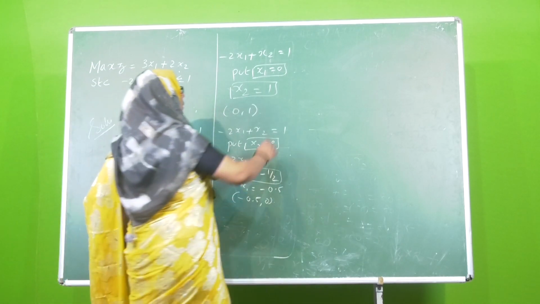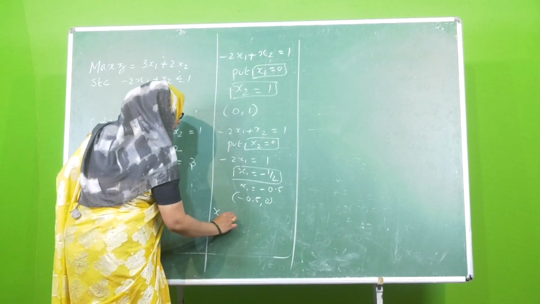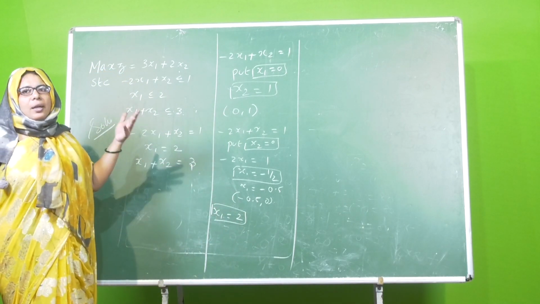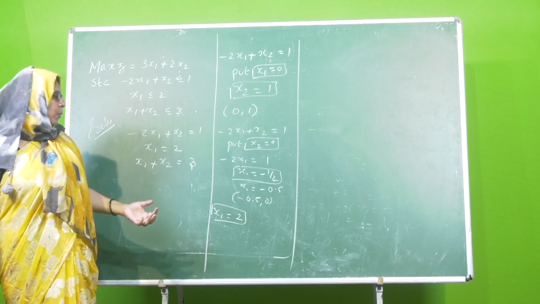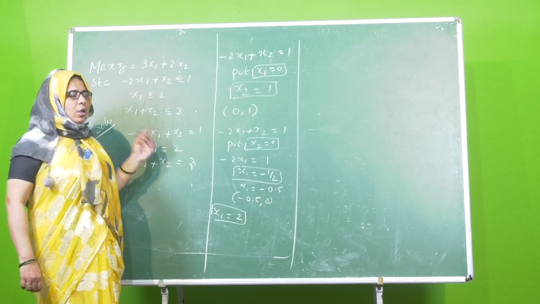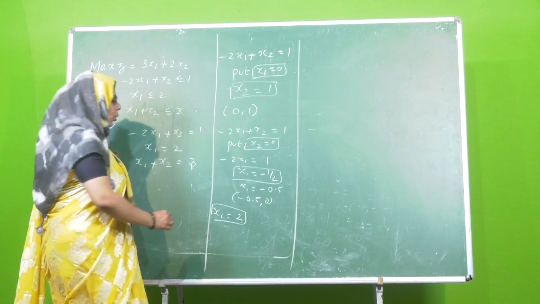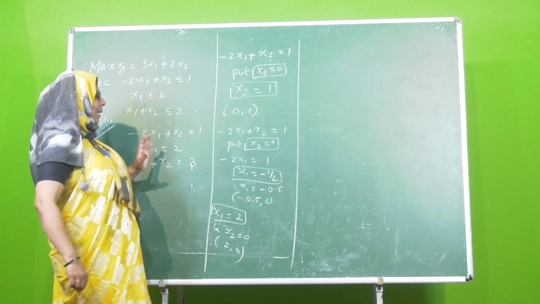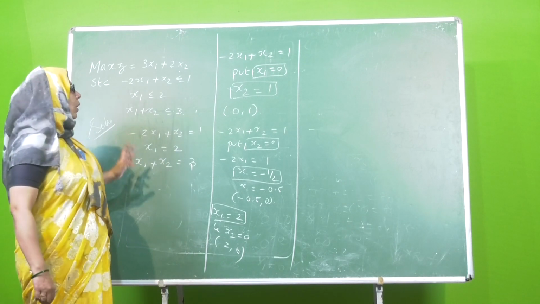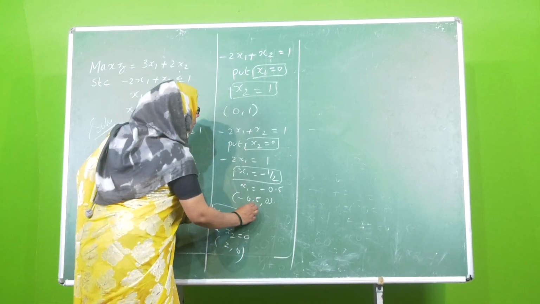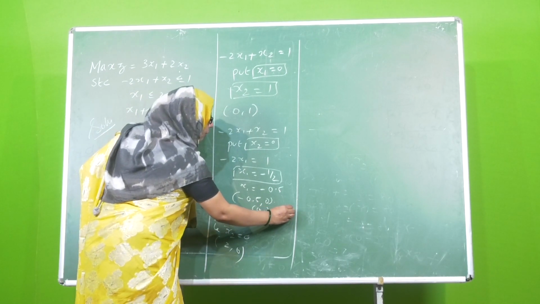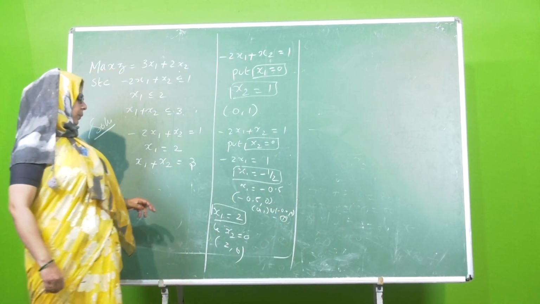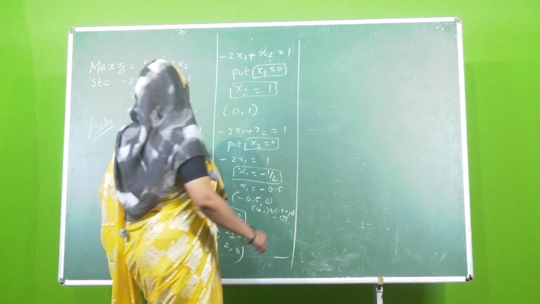So next, x1 is equal to 2. So x1 is equal to 2, obviously x2 is equal to 0. That is understandable because there is no x2 in the equation. Here only the point x1 is equal to 2, x2 equal to 0, that is (2, 0). Only one pair of points for equation 2. For equation 1 we are getting two pairs of points, (0, 1) and (minus 0.5, 0). This is equation 2 and this is equation 3.